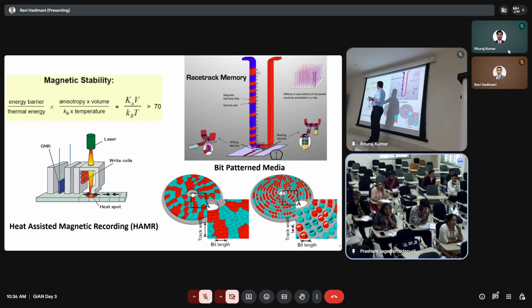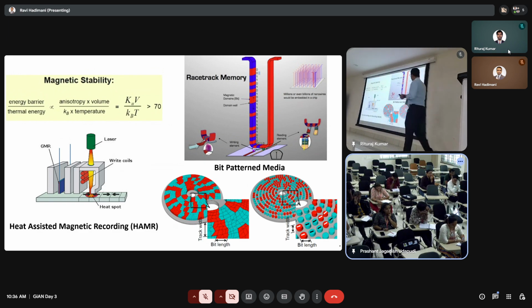the larger the volume, the more stable is the media. So if you start making the grain smaller and smaller, you have higher chances of losing the data. Okay, that's what it means. So you can't squeeze in 100 terabytes in a 5-inch disk, because if you want to do that, your volume of the grain should be very small, which means you will have a higher probability of losing the data.